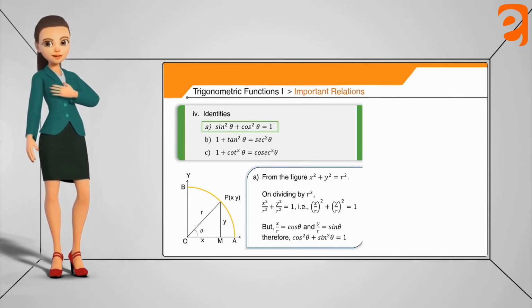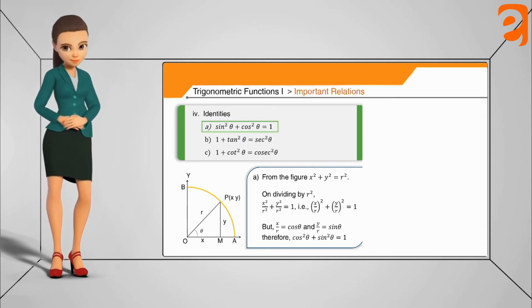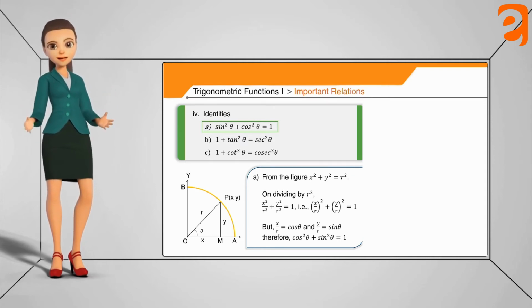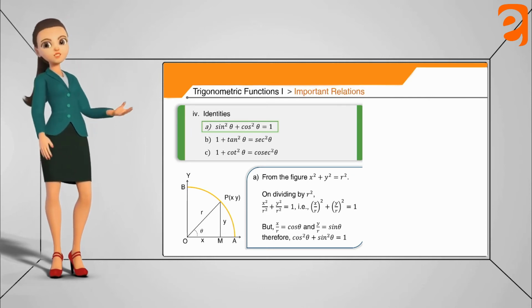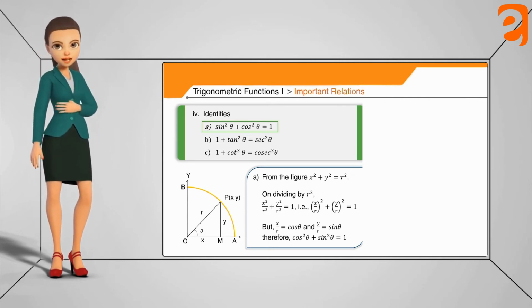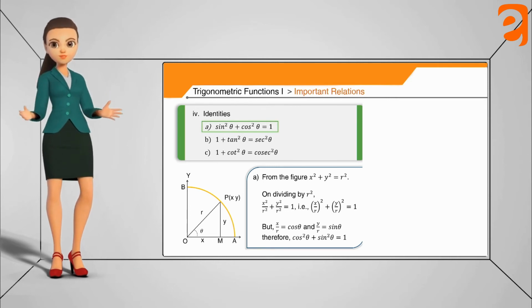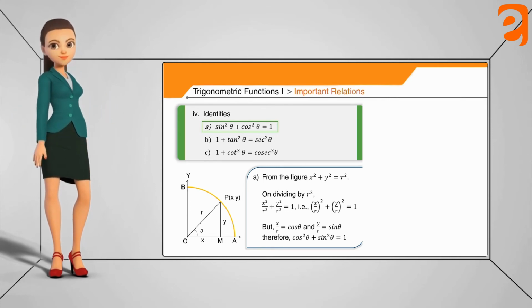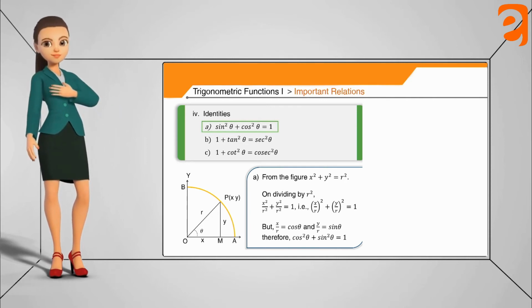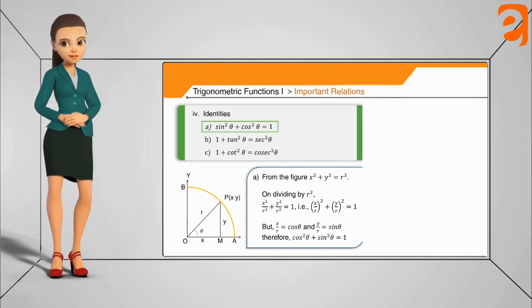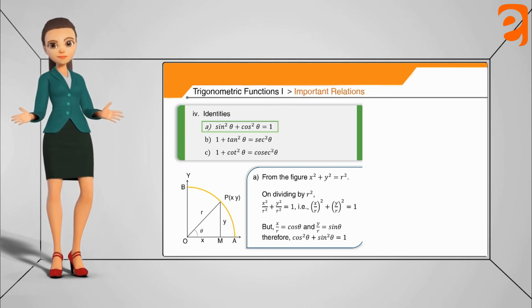So here in the figure, the r is the hypotenuse of the right angle triangle, right angle at M. So r square is equal to x square plus y square by making use of Pythagoras theorem. Now we will divide this equation throughout by r square. So it comes out to be x square by r square plus y square by r square. This is equal to 1 because r square by r square anyhow comes out to be 1.